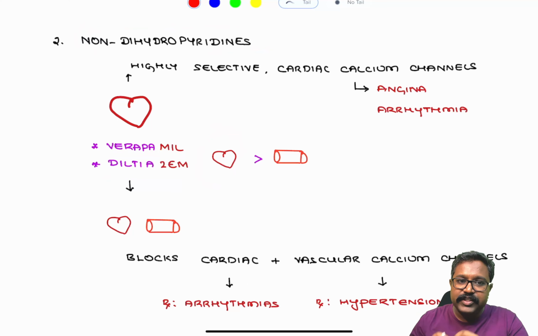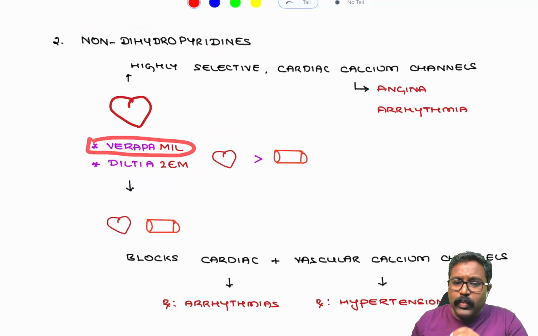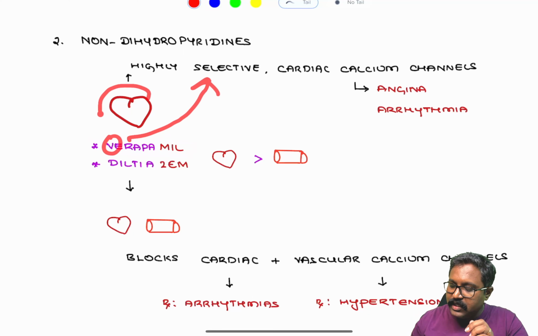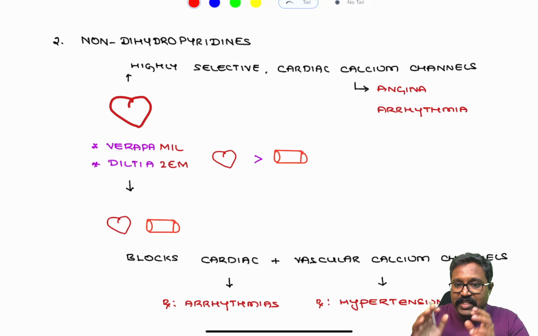Let us understand the individual drugs now. Verapamil. Verapamil, V for very selective action. You can remember it as very selective action on the cardiac muscles. Especially they are very selective towards the cardiac calcium channels. Thereby, once you block the cardiac calcium channel, it depresses the heart, it decreases the contraction, it decreases the workload, thereby it decreases the oxygen consumption. And on the other hand, since it causes vasodilation of the coronary blood vessels, it also increases the oxygen supply to the heart.